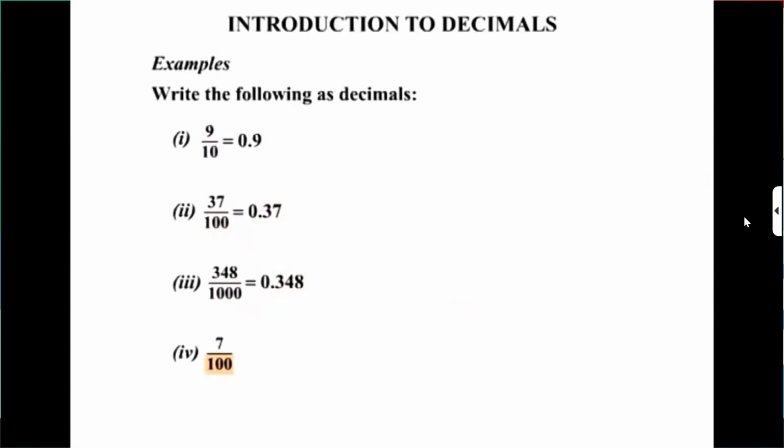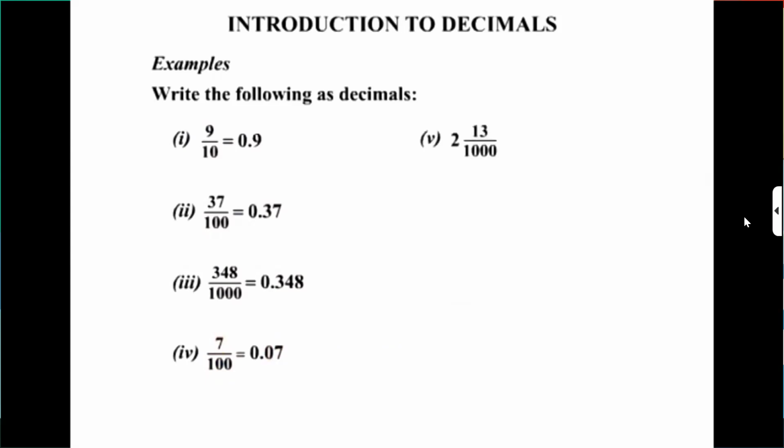Now we are going to take one more example, which is 7 by 100. Now 100 has 2 zeros, which means it should be 2 decimal places. We have only one digit in the numerator, which is 7. So how can we write this 7 in terms of 2 decimal places? We will put a 0. So 7 can be written as 07 in 2 decimal places, and the answer is 0.07.